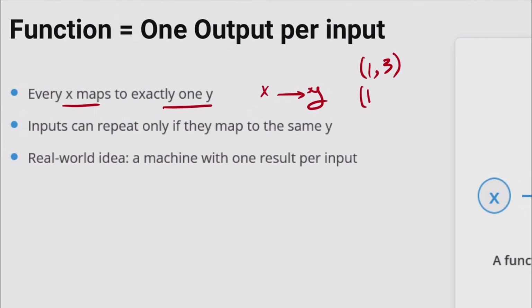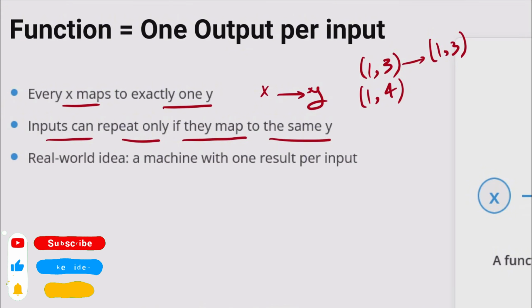And if I do have 1 and again I do have 4 as an output, I say that this machine is not going to be a function. This guy is only going to be a relationship. So again, inputs can repeat only if they map to the same y. It means that if I do have 1 and 3, I can have another 1 and 3, but as you can see, still one input, one output.